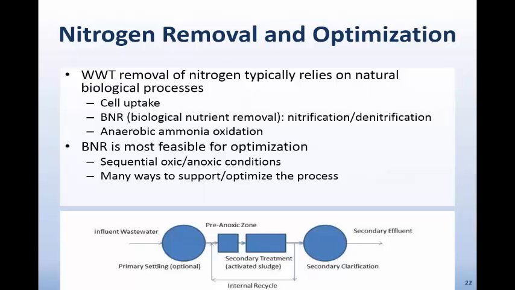So removal of nitrogen during wastewater treatment is overwhelmingly a biochemical process, a biologically mediated process. There are several pathways for nitrogen transformation during treatment that are shown there, but the one that we typically exploit when seeking to optimize an existing process is traditionally simply called biological nutrient removal. And what biological nutrient removal refers to is a sequential process of nitrification followed by denitrification.